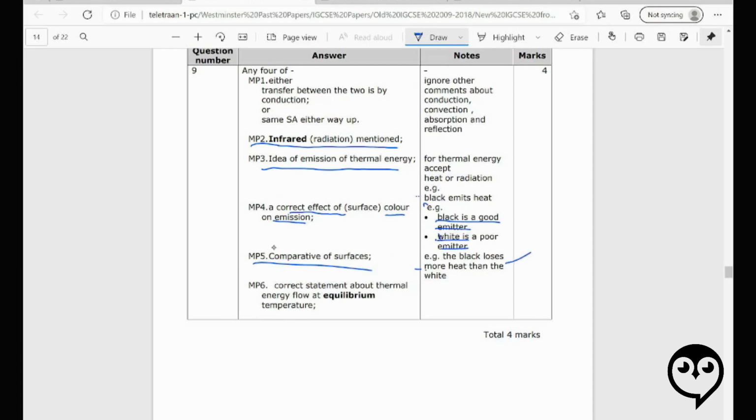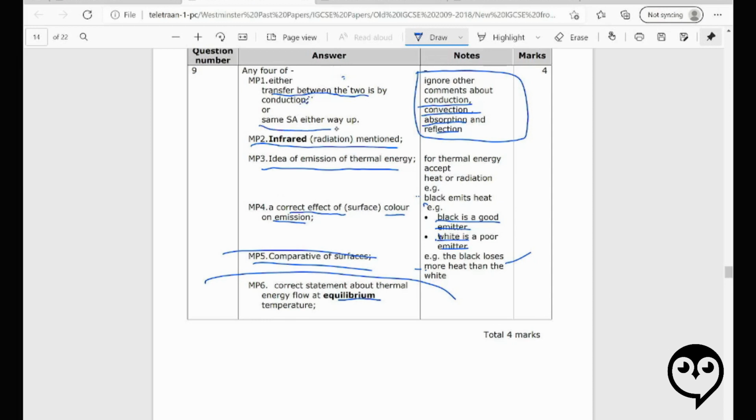That's what they mean. Correct statement about thermal energy flow at equilibrium temperature. So once they get down to a certain temperature, which way is the energy flowing? What would you say? I didn't really talk about that. Back up to the one here, I wanted to save this for the end. Don't talk about conduction, convection, absorption, or reflection. You don't say anything about those. This is about black body radiation, and that's basically it. You could talk about the transfer of heat by conduction because the two are in contact. They are in thermal contact with each other.